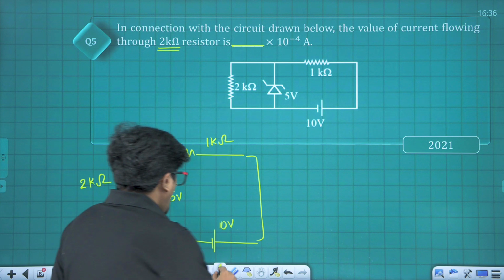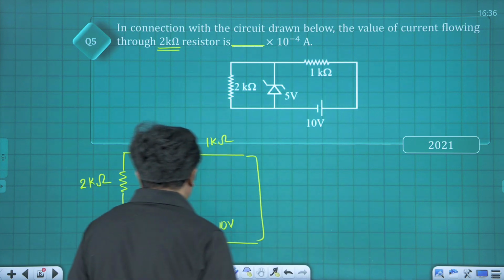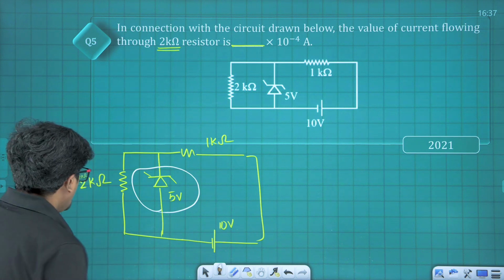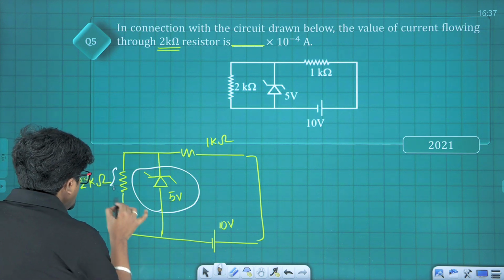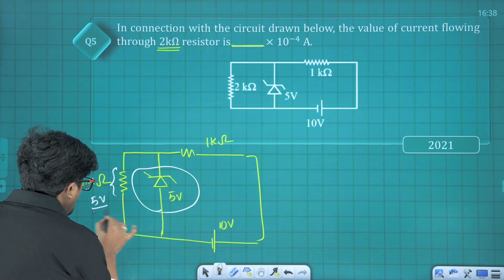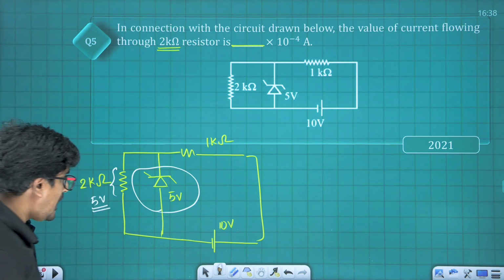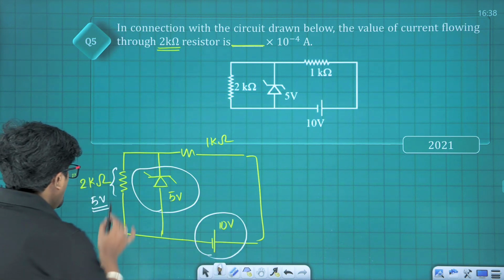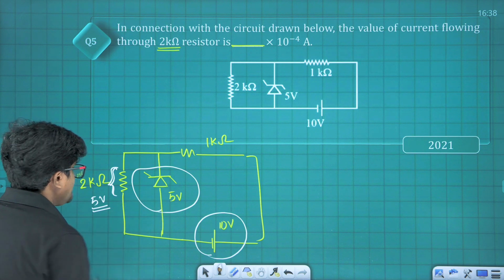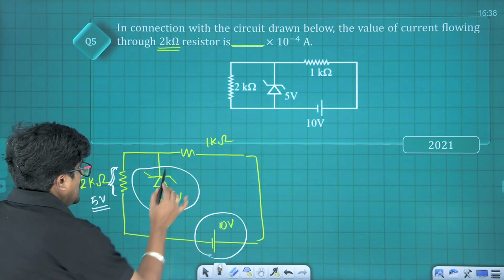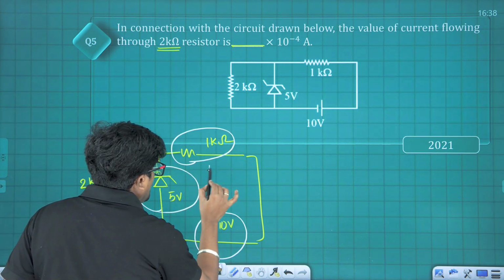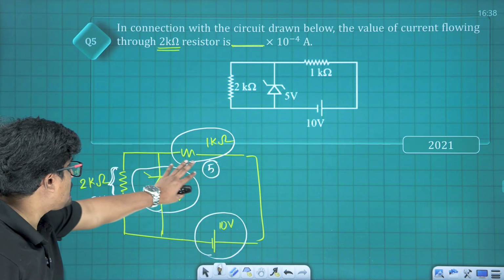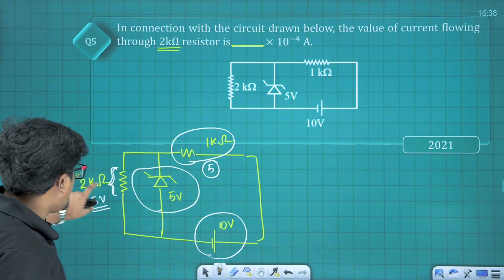All right, now the important part here is the potential drop across this one is what? 5 volt. So here also the potential difference is supposed to be what? 5 volt. Okay, now out of 10, 5 is getting dropped here. All right, what is left? Left with is 5 volt only. You're getting my point? So we are left with 5 volt only here, and here it is 5.